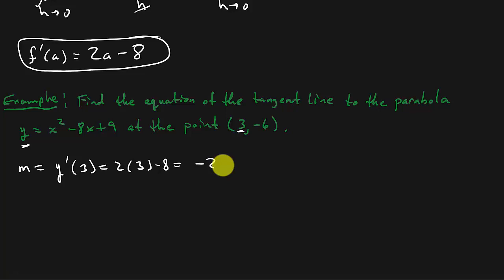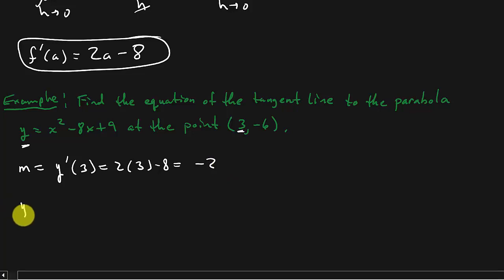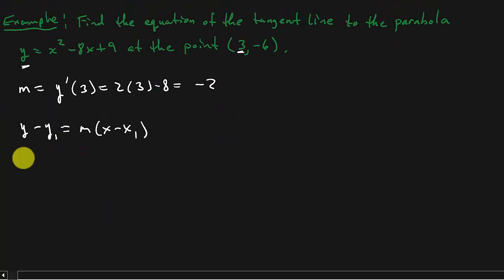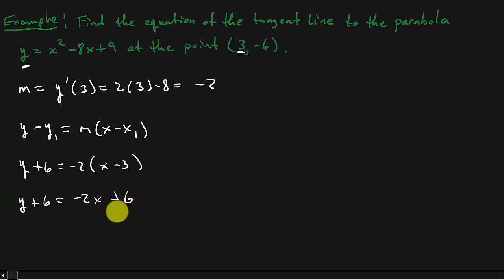of your tangent line, negative 2. All right, so now we can use y minus y1 equals m times x minus x1. And so we've got, let's see, y plus 6 equals negative 2 times x minus 3. And so that's y plus 6 equals negative 2x plus 6. So y equals negative 2x. And there's the slope, and there's the equation of the tangent line.